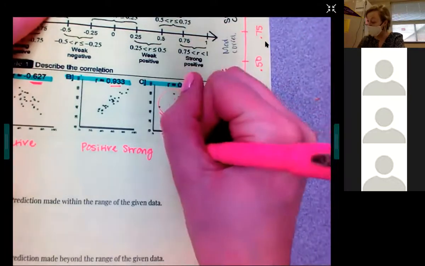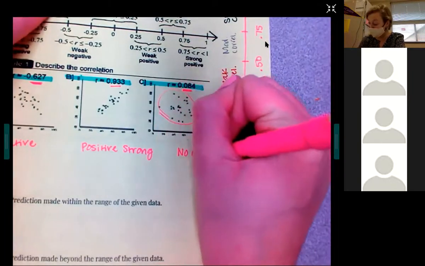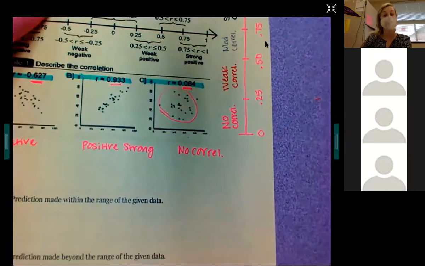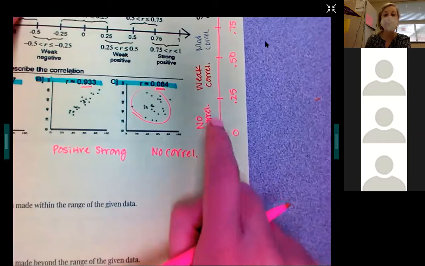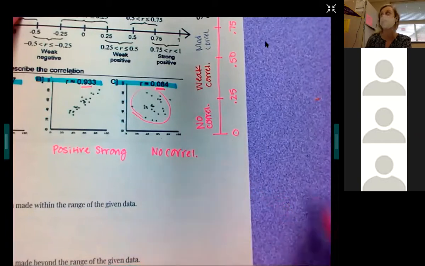It's no correlation. 8 cents, you can't get anything that's between 0 and 25. That is no correlation.